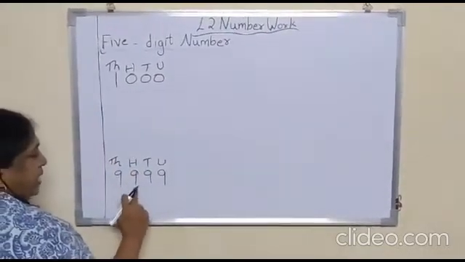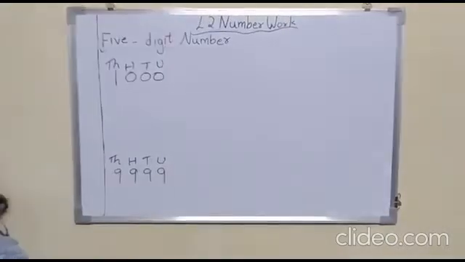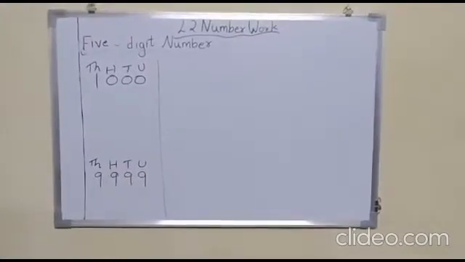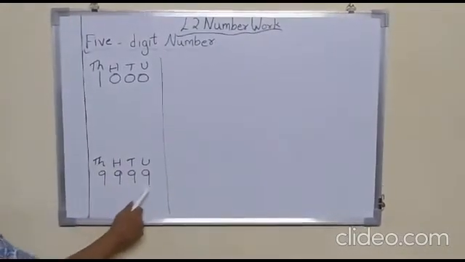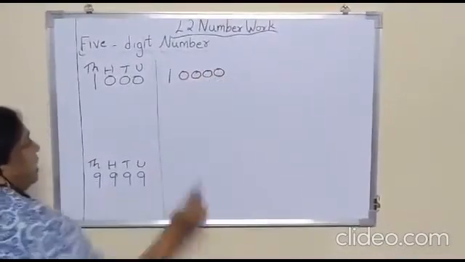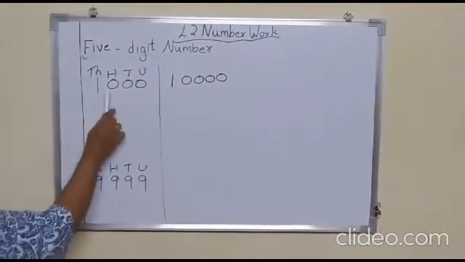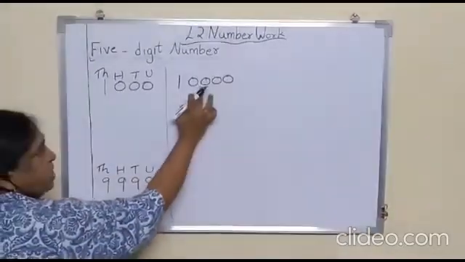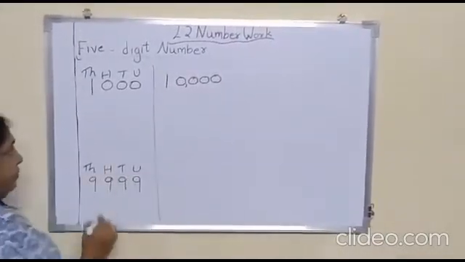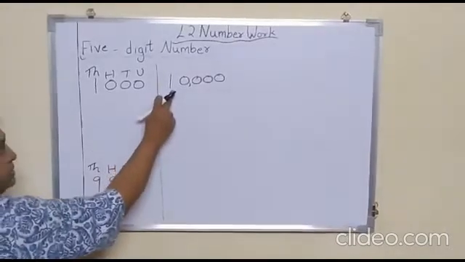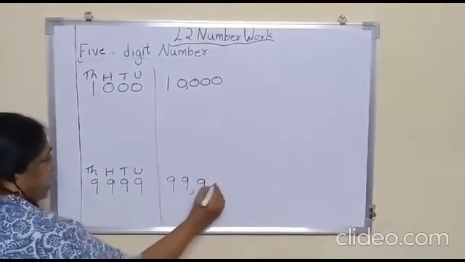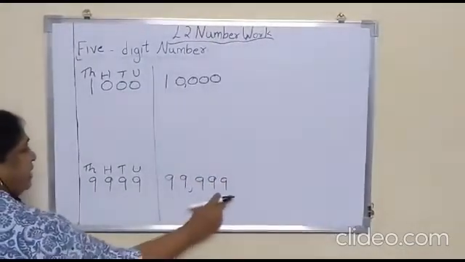After 9999 starts the five-digit number. In five-digit numbers, the smallest number, that is the number which comes after 9999, is 10,000. If you have seen here, in thousand there are three zeros. In 10,000 there are four zeros. 1, 2, 3, 4. There are four zeros. And here we put a comma after 10. Now this is the smallest five-digit number, and 99,999 is the biggest five-digit number.